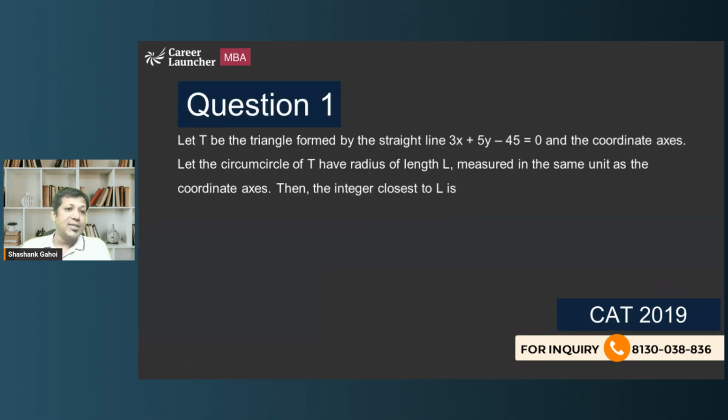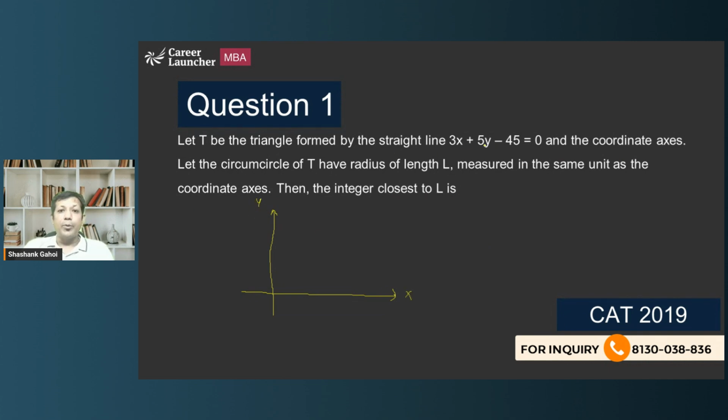Now the first question, what does it say? Let T be the triangle formed by this, and it is measured in the same unit as the coordinates. So basically the triangle is formed by a straight line and the coordinate axes. Let's draw the triangle first. We discussed in the last class that whatever we do in coordinate geometry, the most important part is to draw the graph. If you're not drawing the graph, you won't understand the concept. Basically, the coordinate axes are this: this is the x-axis and this is the y-axis.